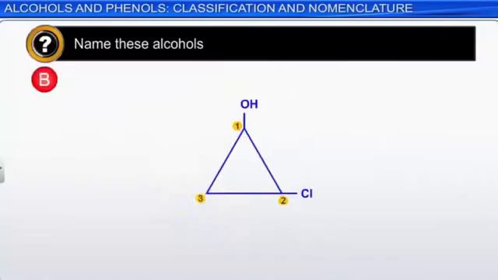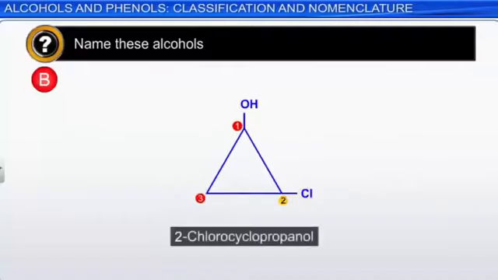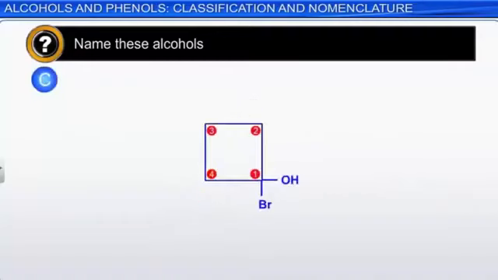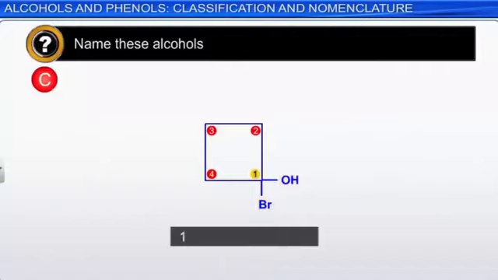Molecule B contains a 3-member ring with a hydroxyl group and a chlorine substituent. Its correct name is 2-chloro-cyclopropanol. Molecule C has a 4-member ring with a hydroxyl group and a bromine atom both attached to the same carbon. Molecule C is a 1-bromocyclobutanol.